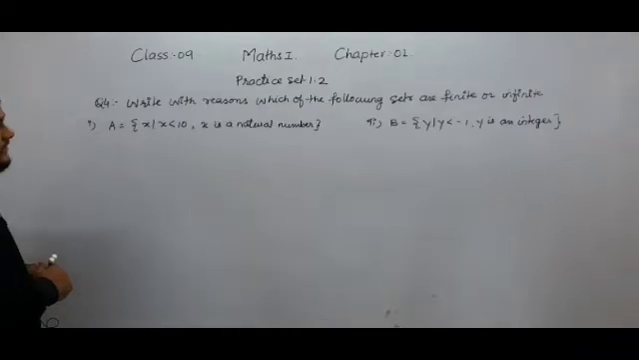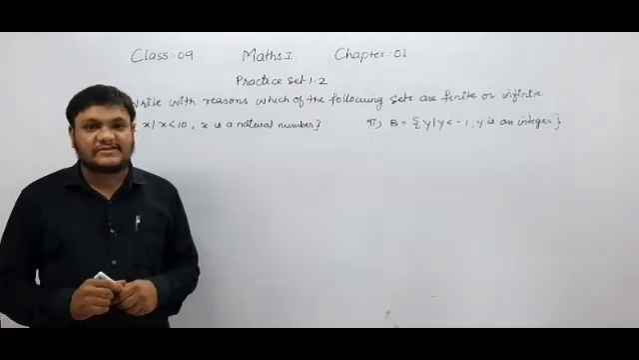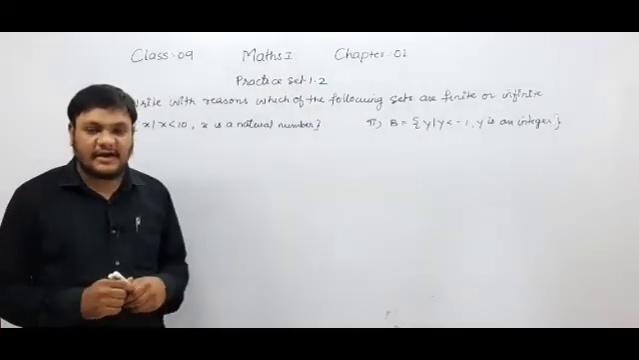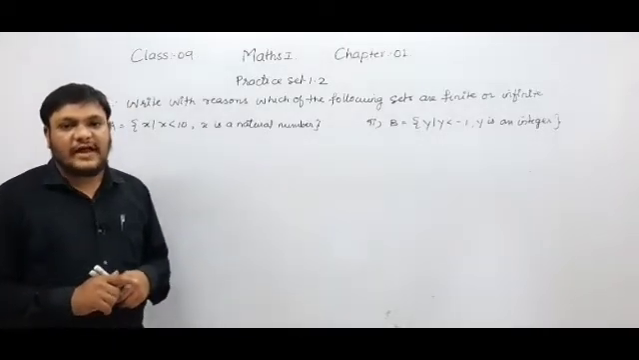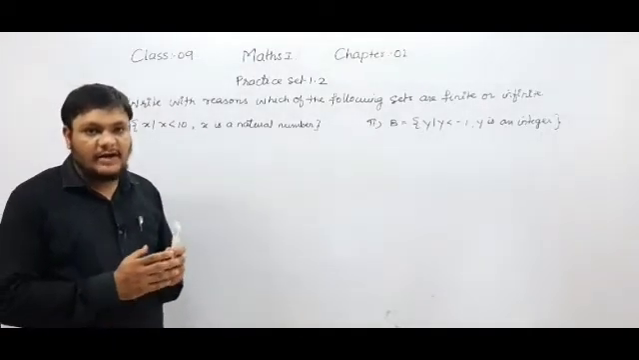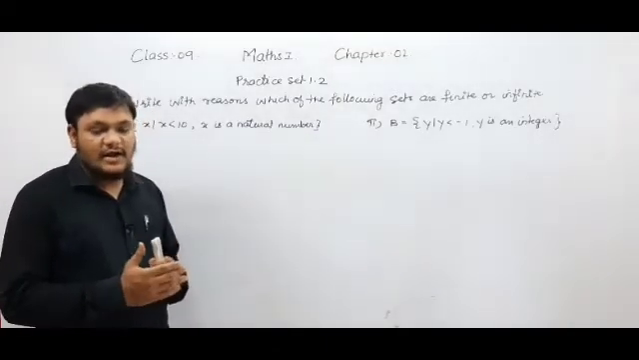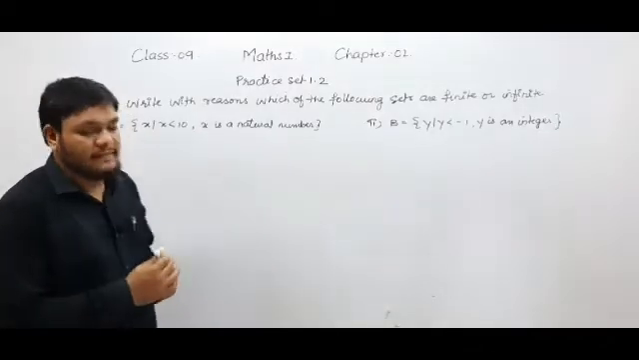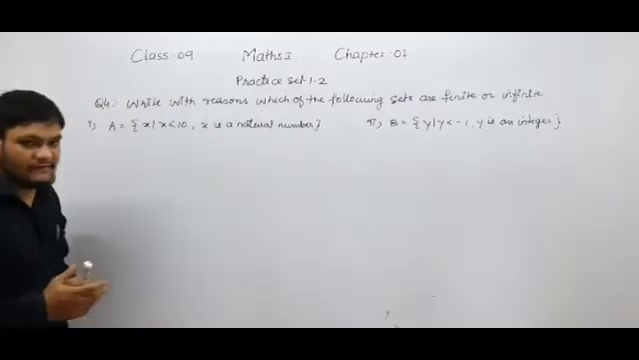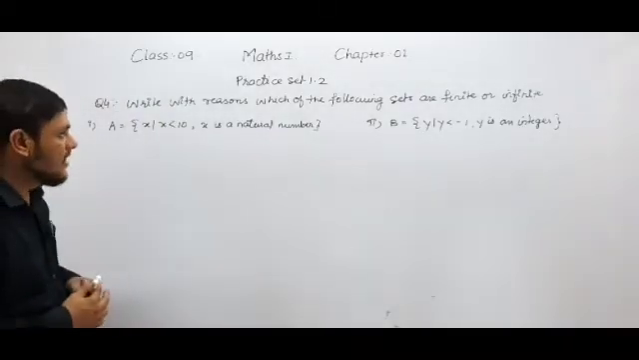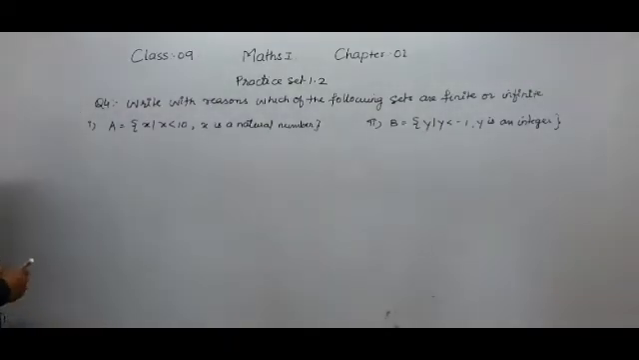Write with reasons which of the following sets are finite or infinite. So student, we have studied in the previous lecture which sets are finite sets and which sets are infinite sets. If the elements of a set are countable or limited, then that set is called a finite set, and if the elements of a set are uncountable or unlimited, then that type of set is called an infinite set. For example, the set of natural numbers is an infinite set, as are the set of whole numbers and the set of integers. We have discussed it in the previous lecture. So here we can solve this question.